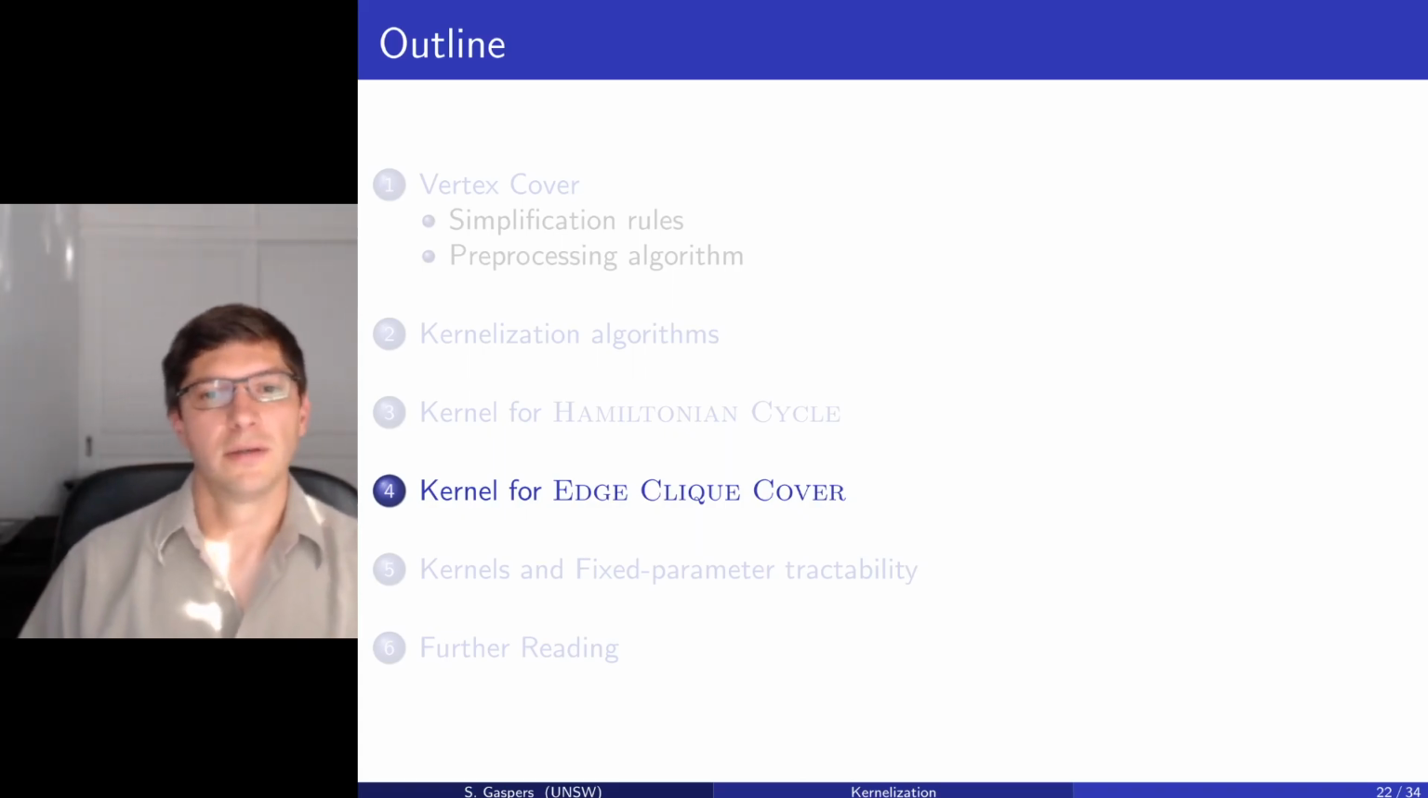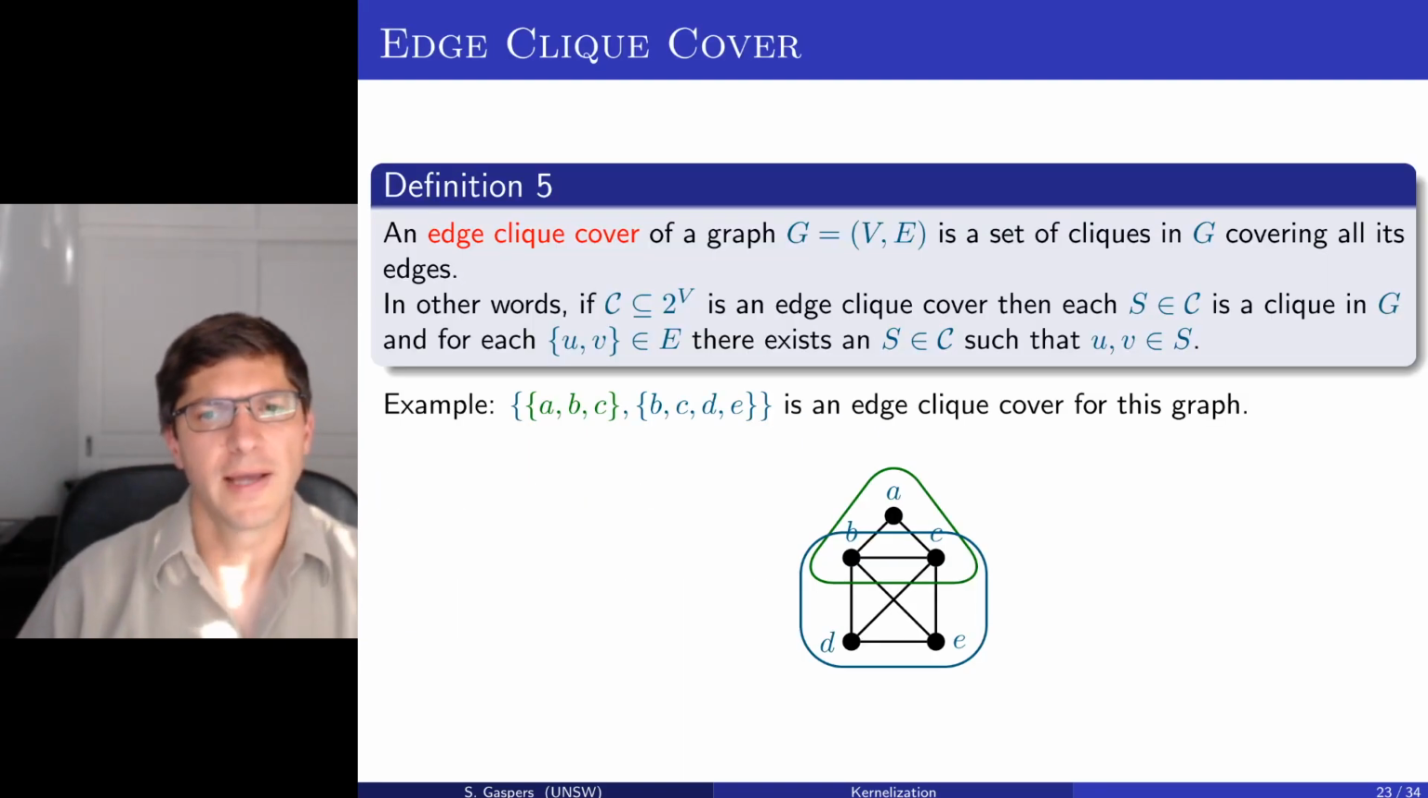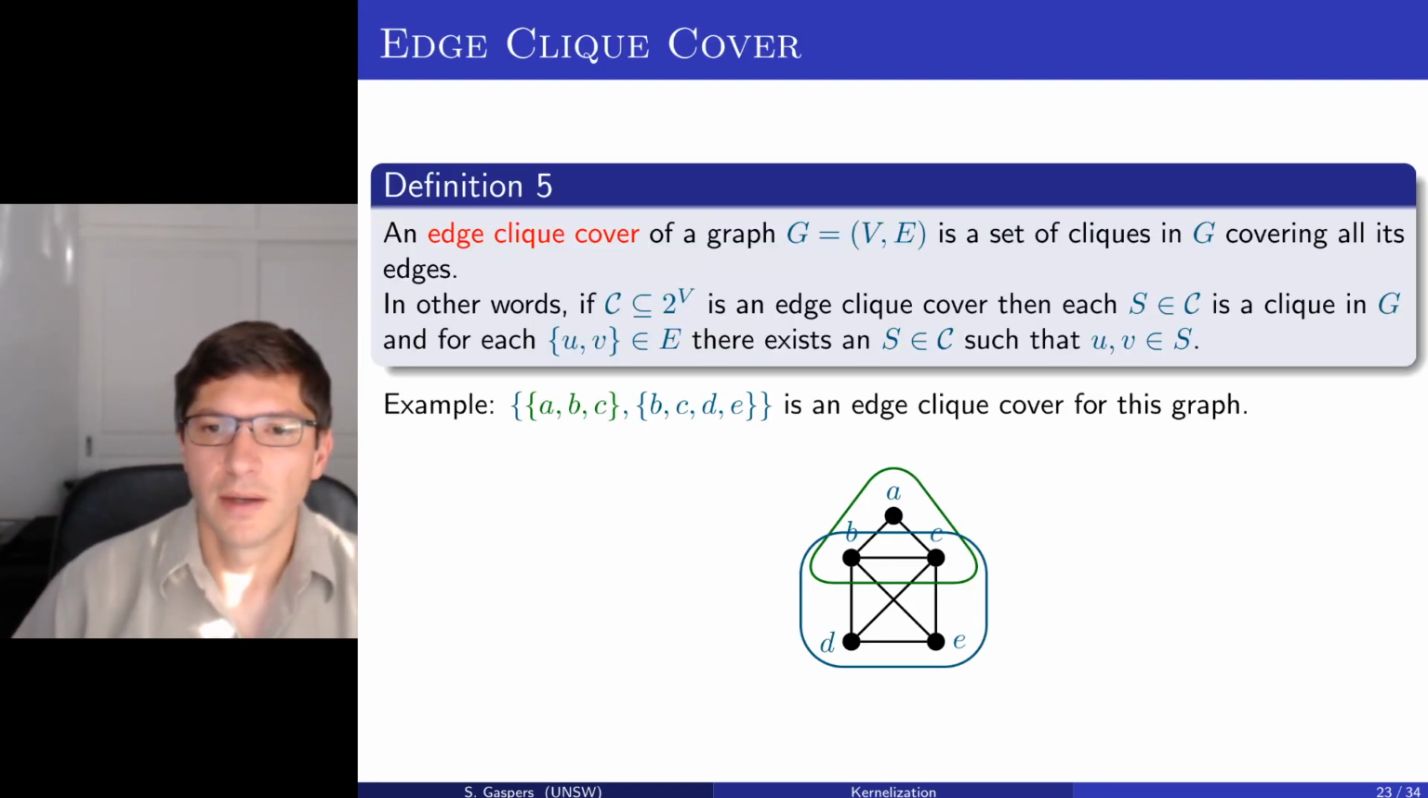Let's look at the next example problem, which is edge clique cover. So what's an edge clique cover? You know what a clique is, right? It's a set of vertices that are all pairwise adjacent. Now, an edge clique cover is a set of cliques that covers all the edges of the graph.